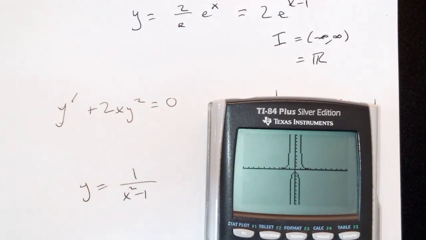So that means in this case, I have 3 different interval choices. I could be over here where my function is perfectly well defined, x less than -1. I could be over here on the right, x bigger than +1. I could be in the middle between -1 and 1, but I can't cross the asymptotes. Which interval should I be using?